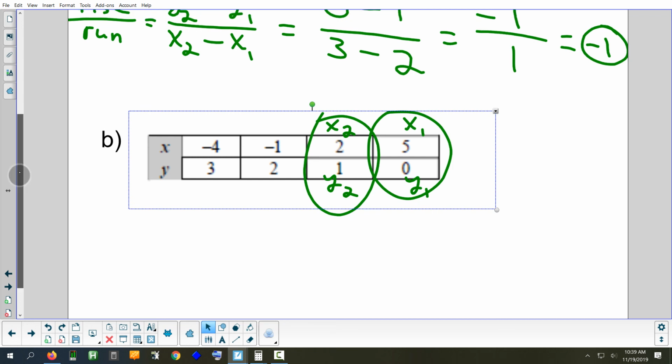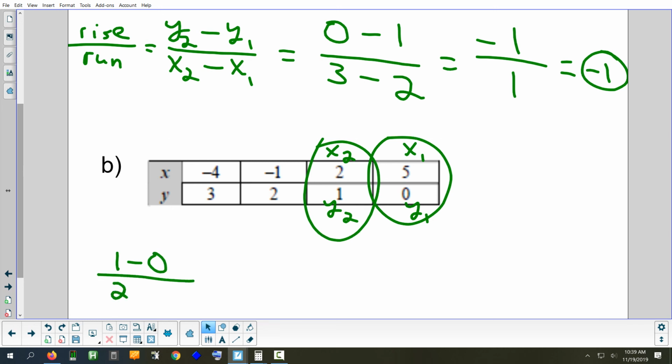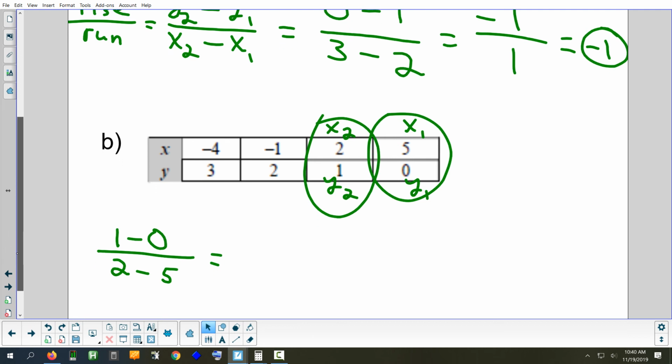So now, let's look at our formula. What's y2? 1. Minus, what's y1? 0. Over, what's x2? 2. Minus, 5. x1 is 5. Yep, perfect. What's 1 minus 0? 1. 2 minus 5? And that's your slope.